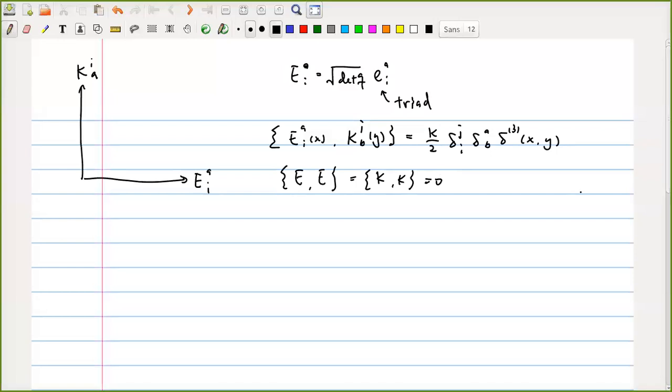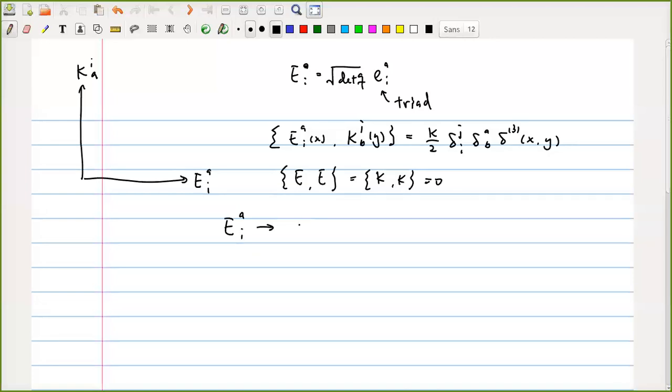So it means that these new variables E and K are conjugate pairs of our phase space, right? And I also mentioned that by enlarging the phase space, we introduce some additional gauge degrees of freedom. Namely, you can consider a gauge transformation.